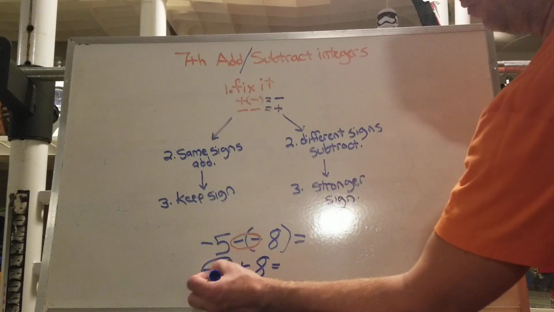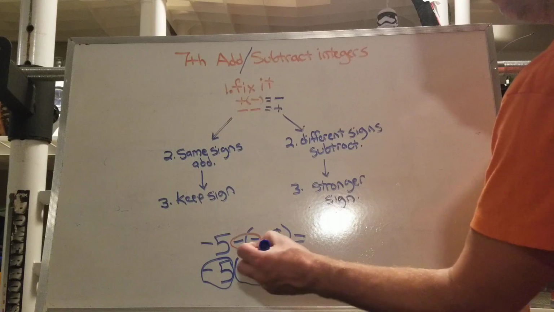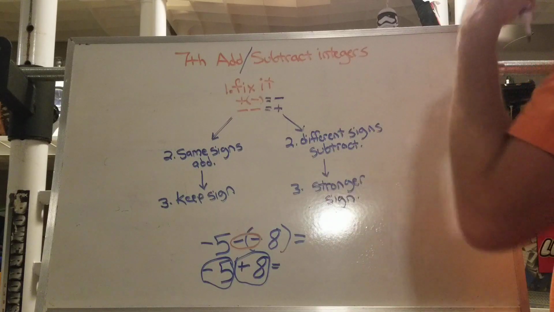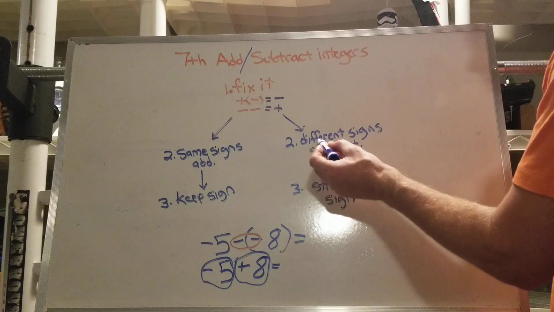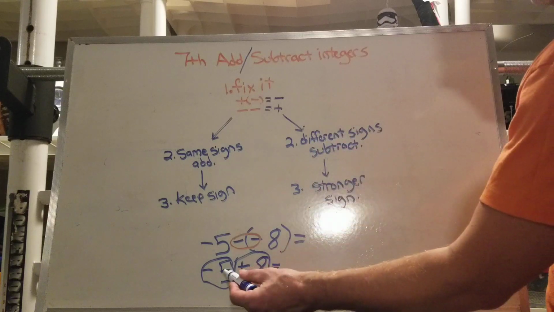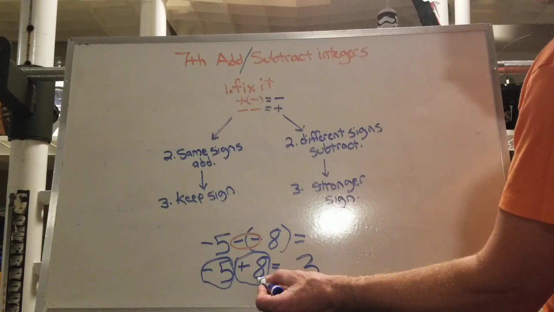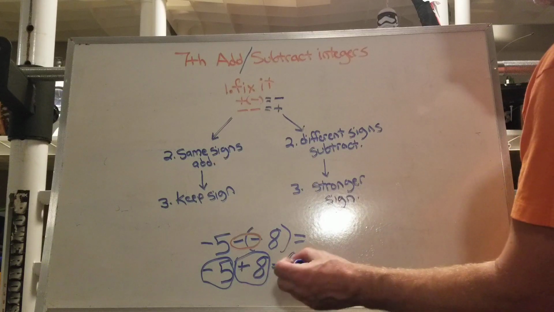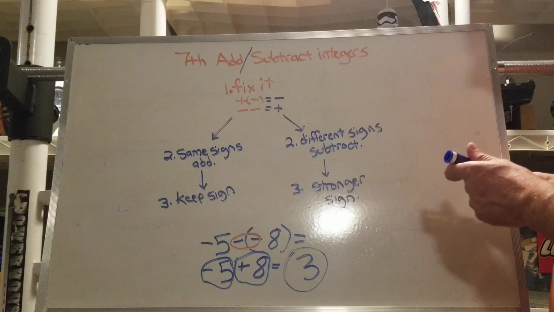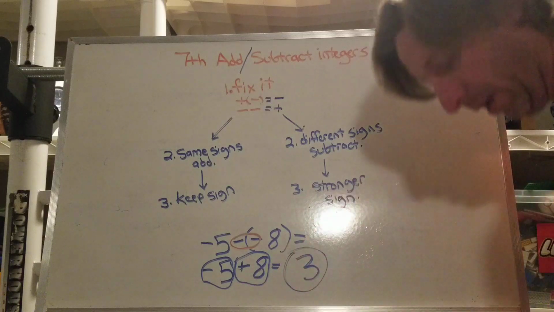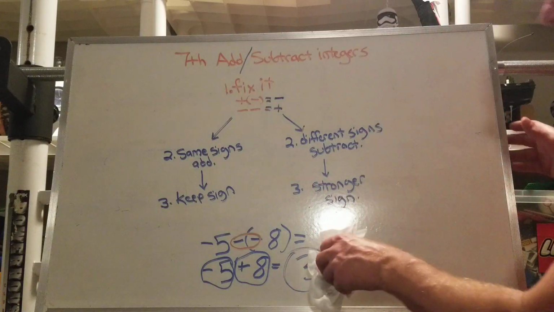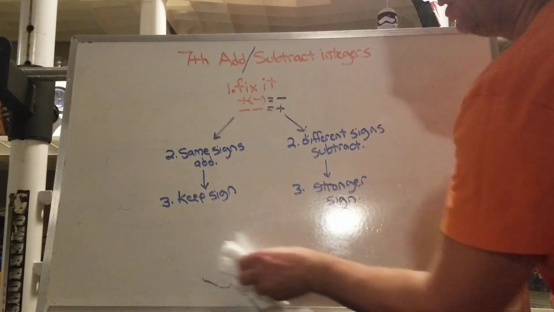So I like to circle them. Negative 5, positive 8. Are those same signs or different? Once again, we have different signs. So we're going to subtract those. 8 minus 5 is 3. The 8's a stronger number, so a positive 3 is the answer. Okay? Let's look at another one, a little simpler one. I'm just going to crank through a few of these and see if we get the hang of them.